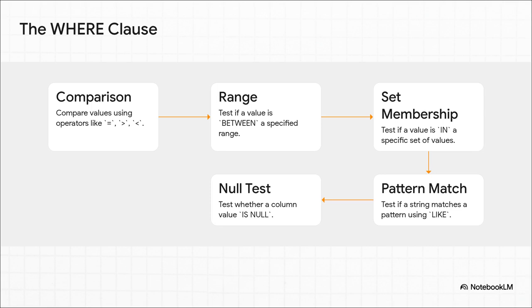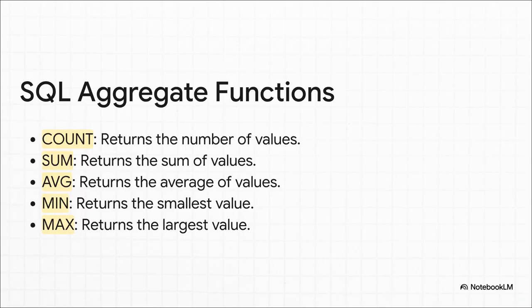You can check if a value is between two others, see if it's in a specific list of items, use like to find patterns in text, or even check if a value is just totally missing with IS NULL. But what if you don't want a giant list of every single sale? What if you just want the grand total? For that, we use something called aggregate functions. They do a calculation across maybe thousands of rows and just give you back one single summary value.